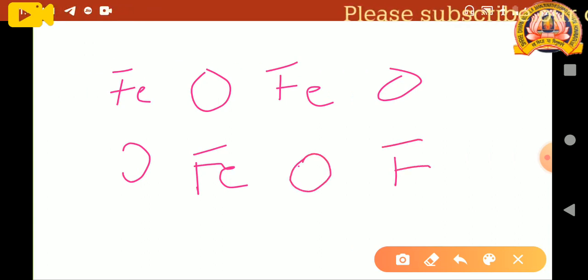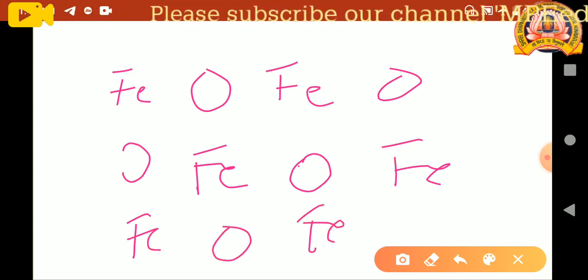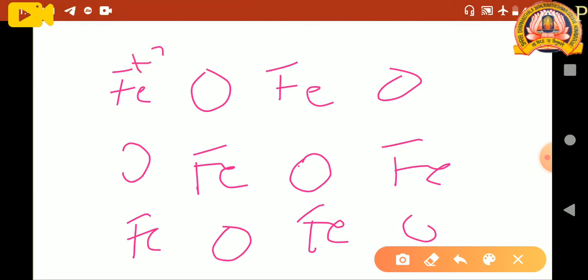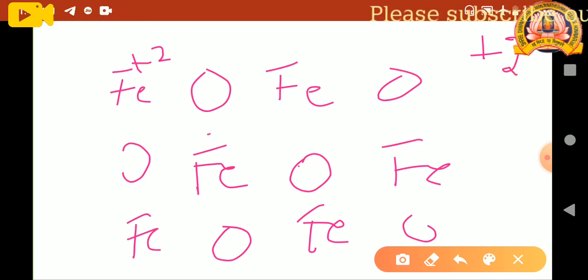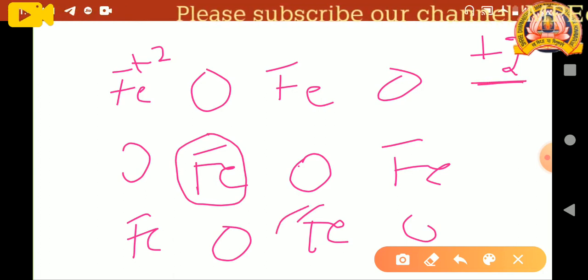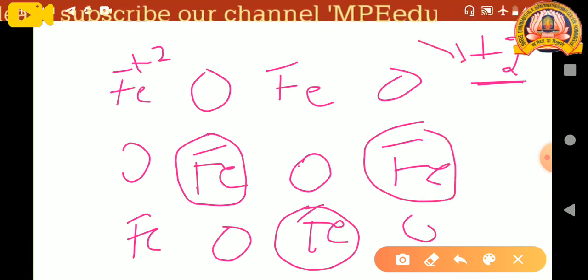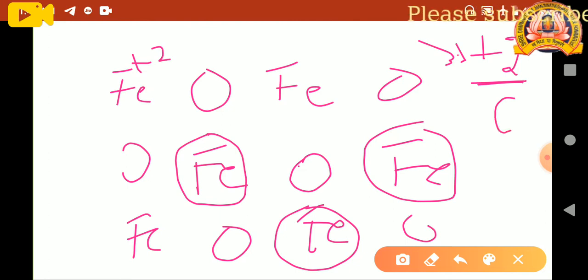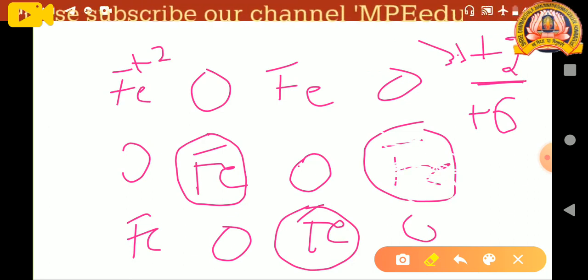I made a small mistake. After Fe, it should be O, then it is correct. I erase these things and again draw the iron oxide crystal: Fe, O, Fe, O. In this case it is the plus 2 oxidation state.